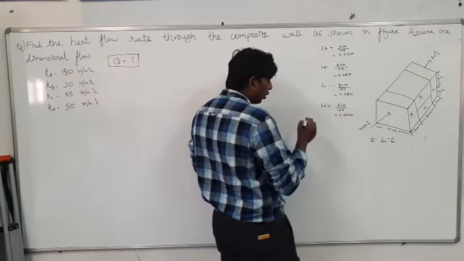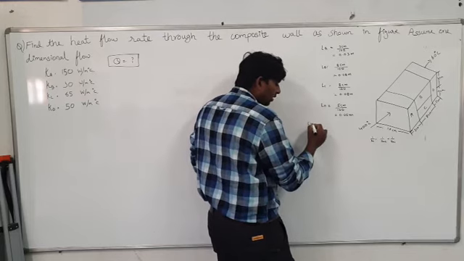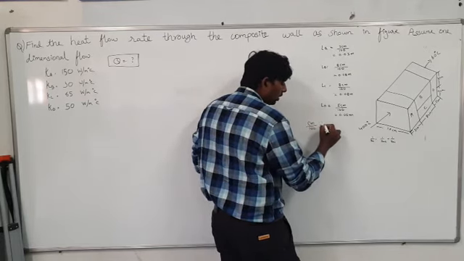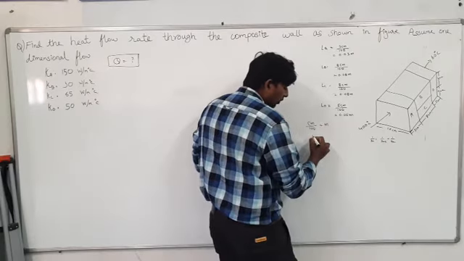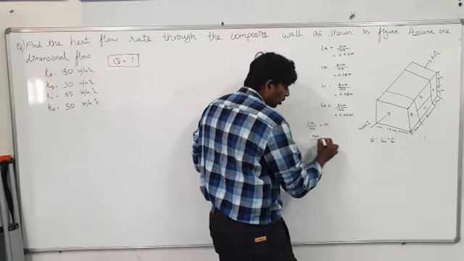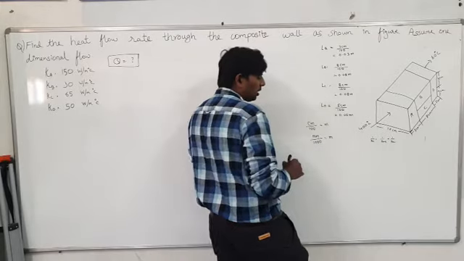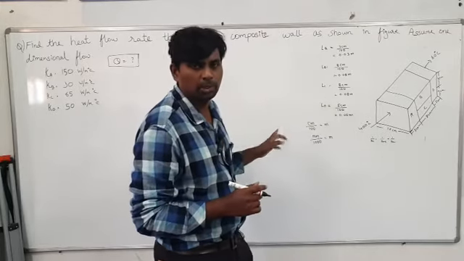See, I already told you, whenever anything is given in centimeter, what do you have to do? Divide by 100, and you will get the answer in meter. If anything is given in mm, what do you have to do? Divide by 1000, and you will get the answer in meter. These two assumptions you have to remember.